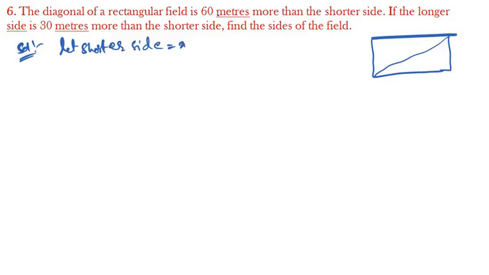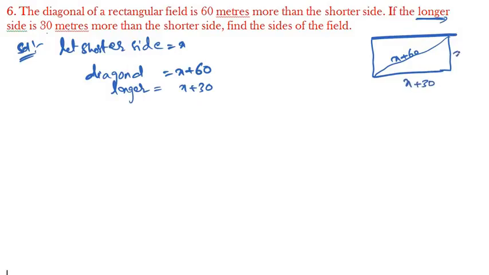First we have to find the diagonal. The diagonal will become X plus 60, or 60 plus X. And we have to find the longer side also. The longer side is equal to X plus 30, 30 meters more than the shorter side. This is X plus 30 and this is X here.